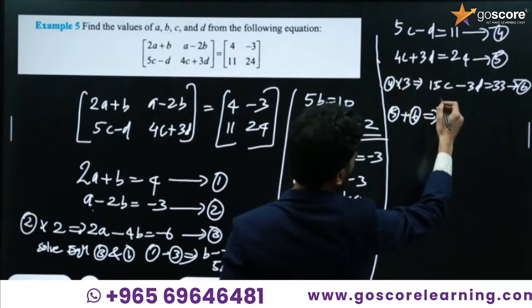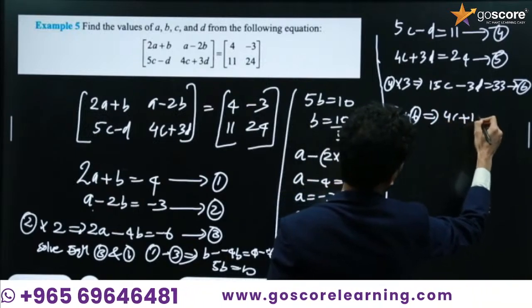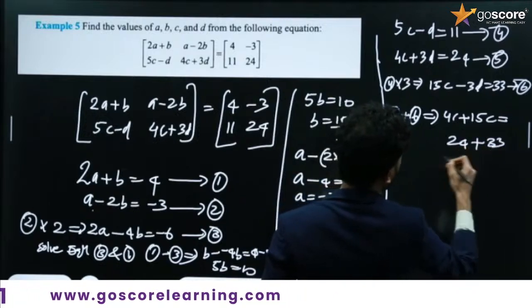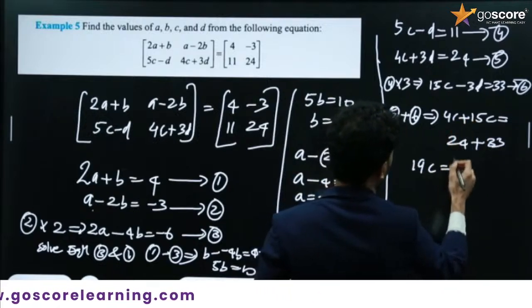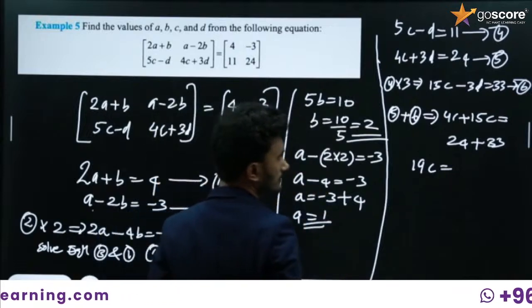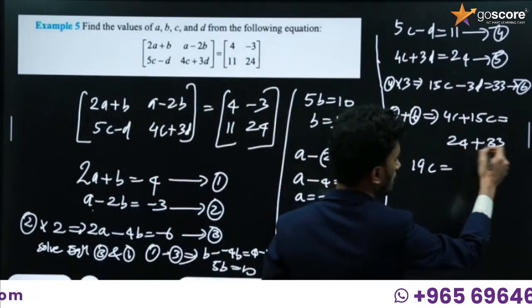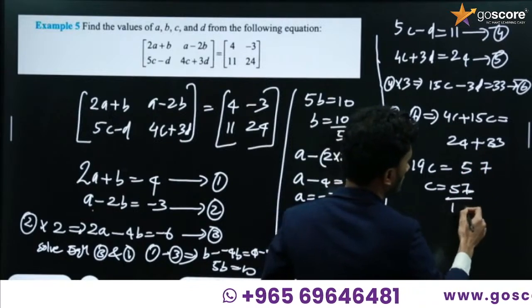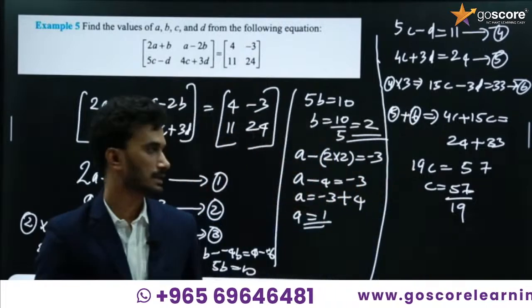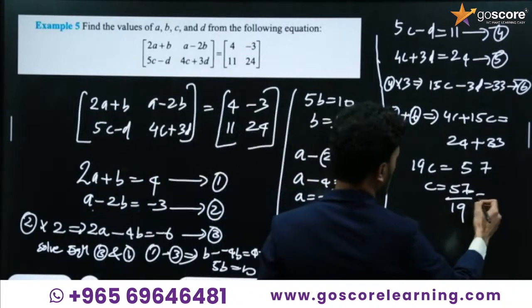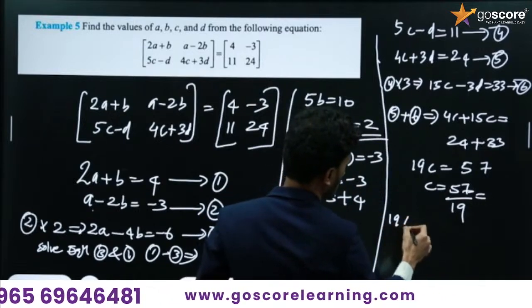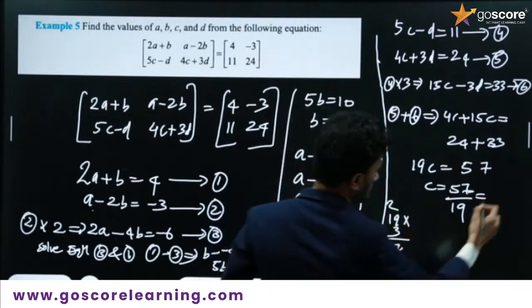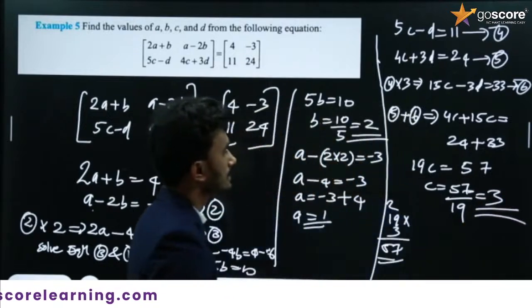4c plus 15c is equal to 24 plus 33. So 19c is equal to, what is 24 plus 33? 4 plus 3, 7. 57. So c is equal to 57 divided by 19. I think it is 3. You can check 19 into 3, 57. So the answer is 3. Next, c is equal to 3.